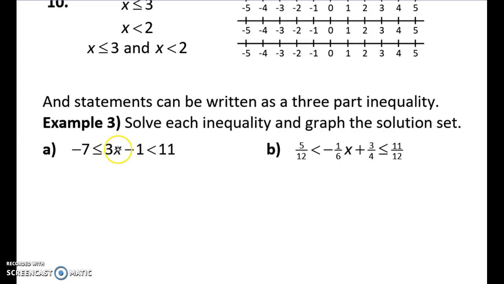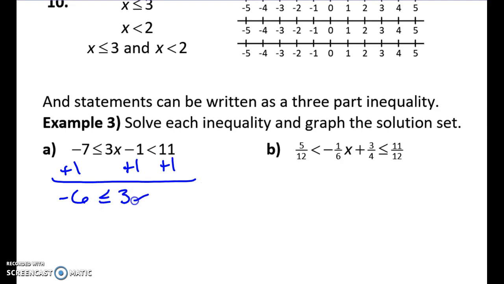So let's start here. If I've got -7 is less than or equal to 3x minus 1 is less than 11, I'm going to start off by adding 1 to everything. So I end up with -6 is less than or equal to 3x is less than, just plain old less than, 12. Then, if I want to get the x by itself, I divide everything by 3. So I get -2 is less than or equal to x is less than 4.